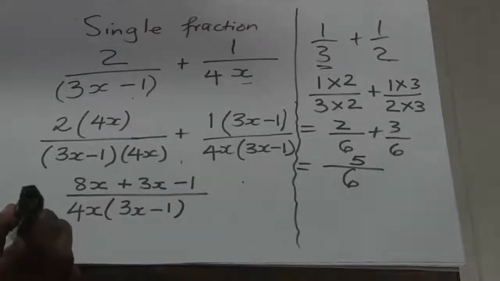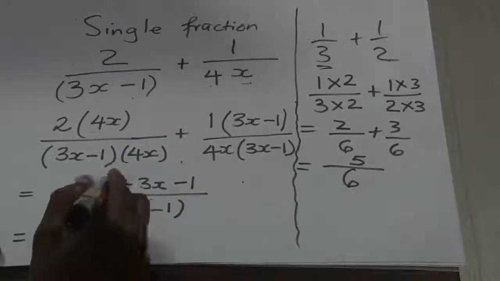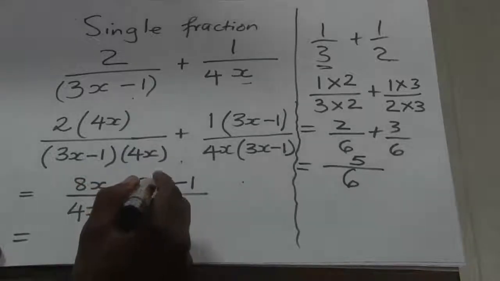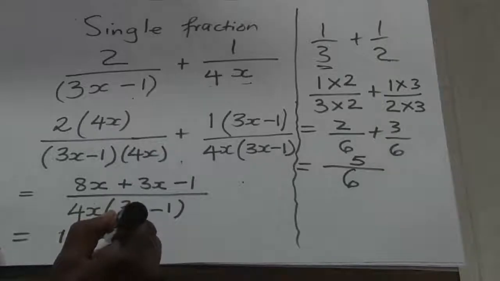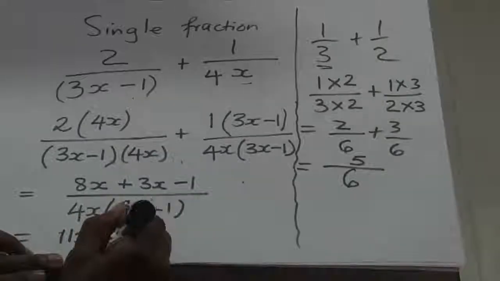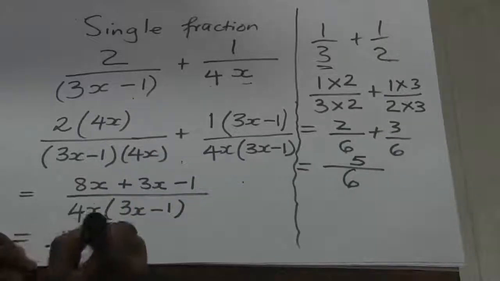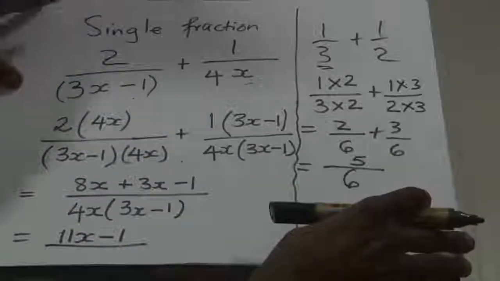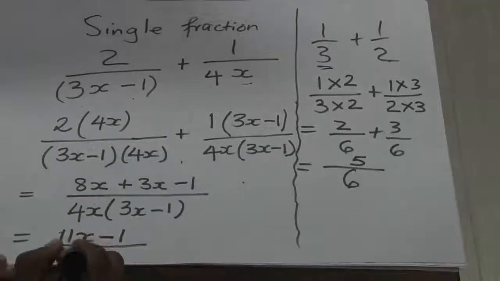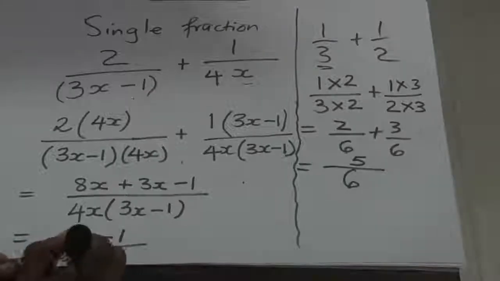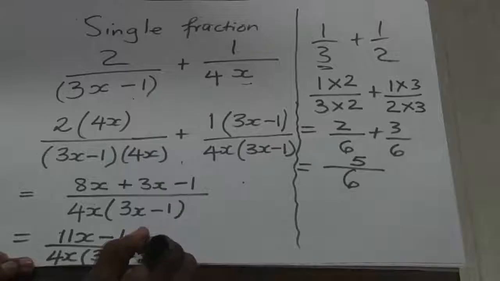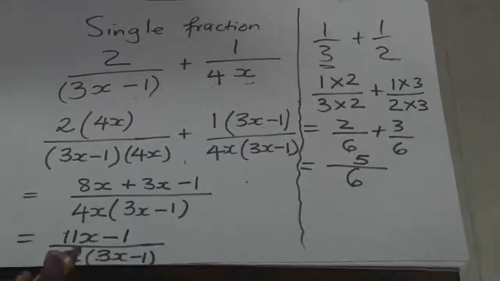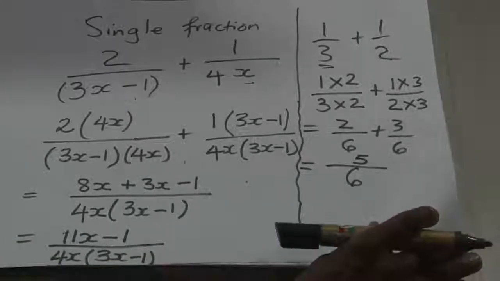So just to go further and simplify that, we'll get 11x minus 1 over 11x over 4x brackets 3x minus 1. That is your final answer. You do not necessarily have to expand the bottom part. Alright.